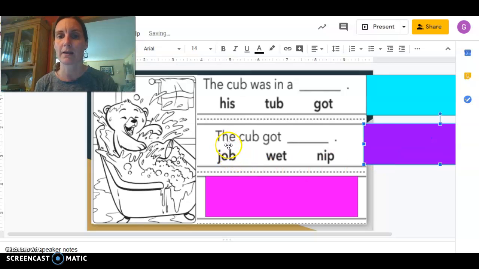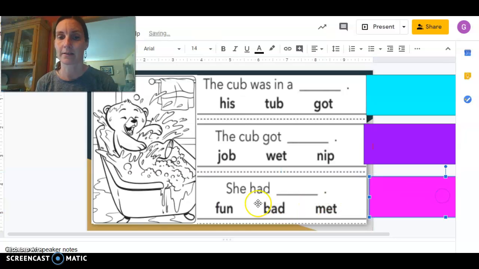Let's look at the second sentence. Read it with me. The cub got blank. Here's your choices. Job, wet, nip. Try each one in the sentence and point to the one you think makes sense in the sentence. The cub got wet. And we'll check the picture. If he's in the tub in the water, he's going to get wet. Nice job. Let's try the last sentence.